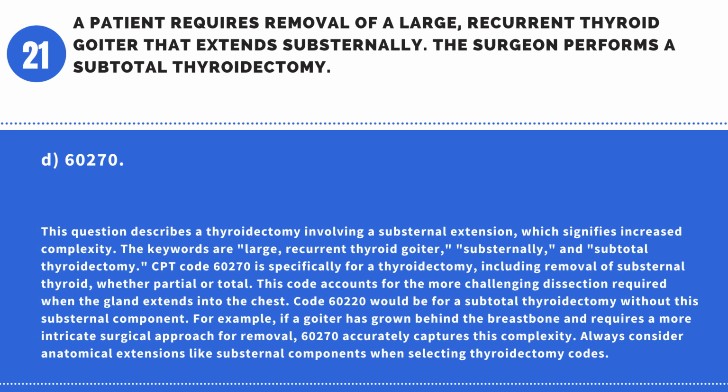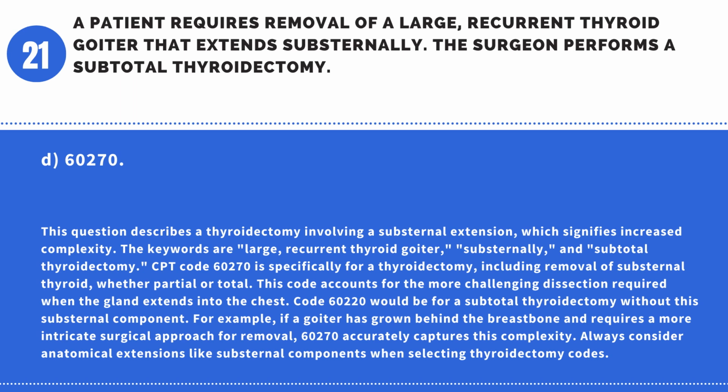60270. This question describes a thyroidectomy involving a substernal extension, which signifies increased complexity. The keywords are large, recurrent thyroid goiter, substernally, and subtotal thyroidectomy. CPT code 60270 is specifically for a thyroidectomy, including removal of substernal thyroid, whether partial or total. This code accounts for the more challenging dissection required when the gland extends into the chest.